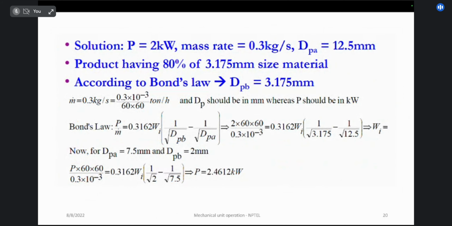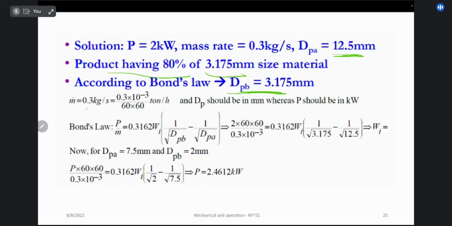Now for the first case, power is 2 kilowatt, mass rate is 0.3 kg per second, and our diameter is 12.5 mm, which is the feed diameter. A product has 80%, 10%, 10% different material. Now if 80% of the material is of a particular size, then we can use the work index formula. This 80% material has the particular size 3.175 mm, so we can take it as our product particle diameter. We can use this in the formula of Bond's law.